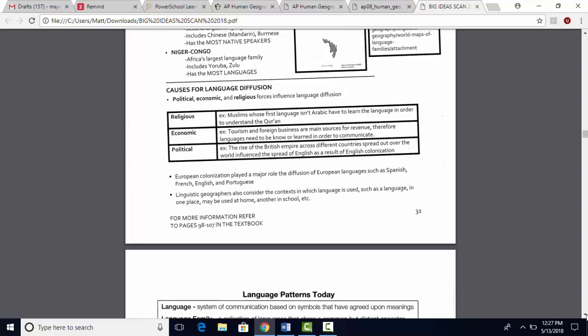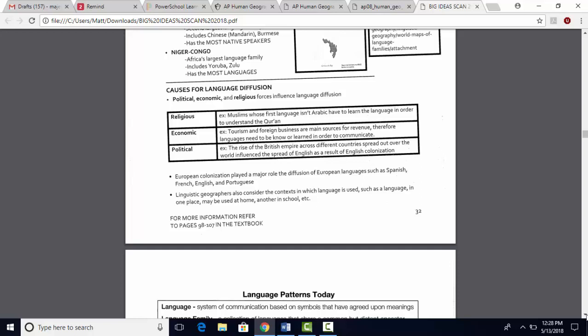So their languages transfer all the time for economic purposes. Politically, the rise of the British Empire across many different countries and continents, right? Because they were dominant, they brought their language system with them, and places that were under their control, obviously, tended to speak English, like India, like Australia, like Canada, and the later United States.